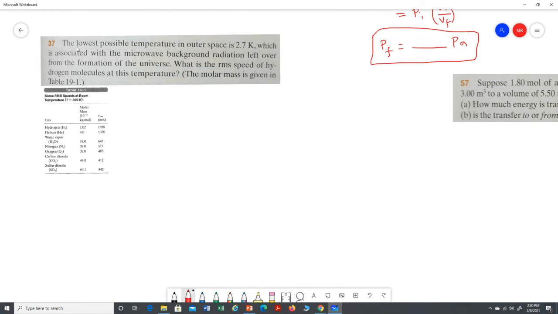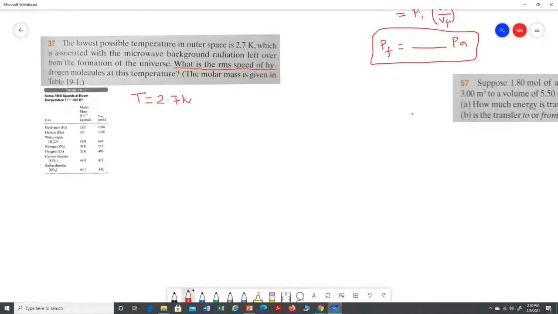Clear? Okay. Could you please read the fifth question? What is given in the question? The lowest possible temperature in outer space is 2.7 Kelvin. That means the temperature is given. What is the temperature, my dear? The temperature value is given as 2.7 Kelvin in outer space. Am I right? Yes, Doctor.